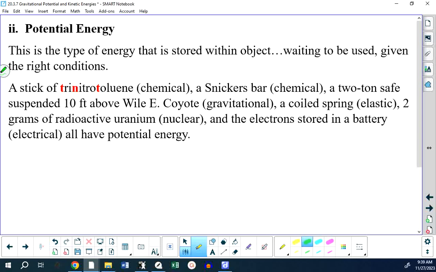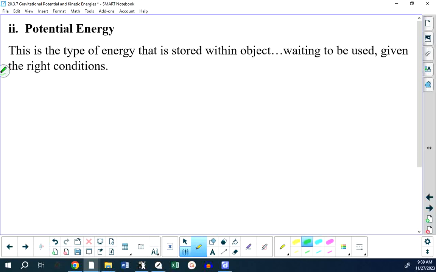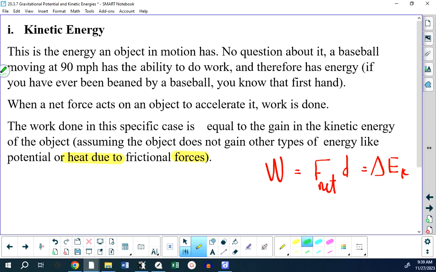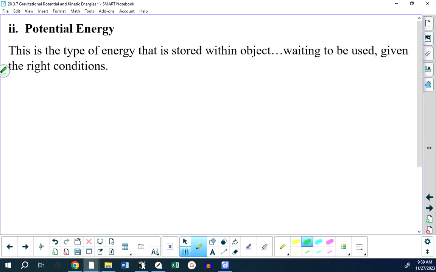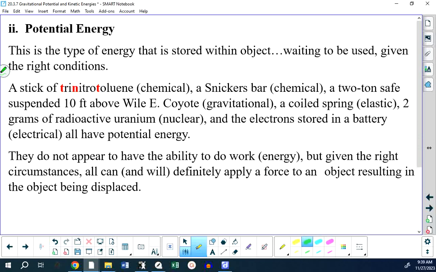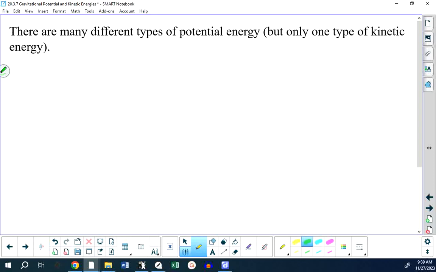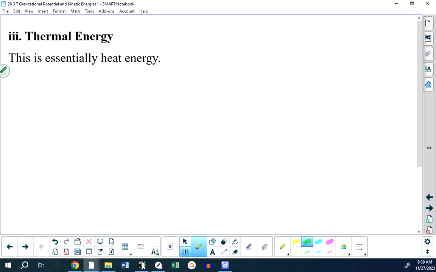2 grams of nuclear material like uranium-235 has nuclear potential energy. The electrons in a battery have electrical potential energy. I'm trying to point out that kinetic energy is kinetic energy. There's just one type of kinetic energy. There are many types of potential energy. There's electrical potential energy, magnetic, nuclear, chemical, gravitational, elastic. But there's only one type of kinetic. Is that clear? Okay.